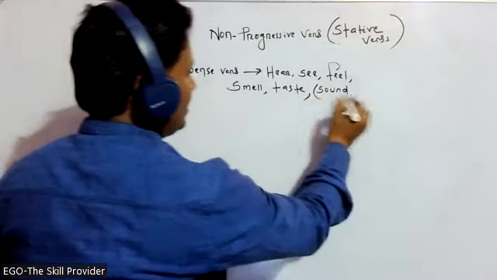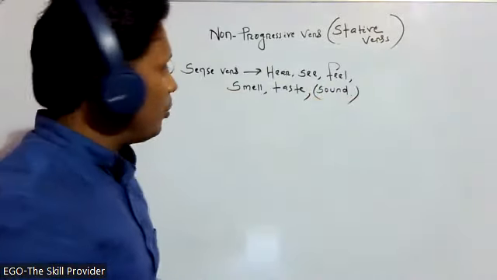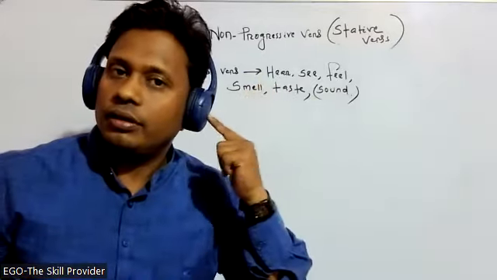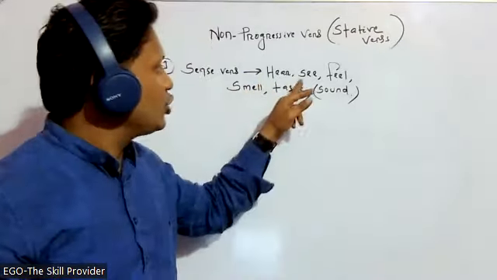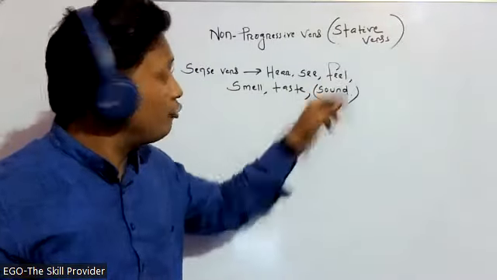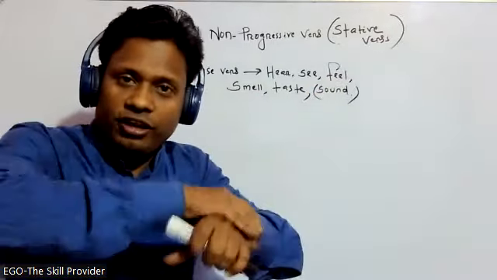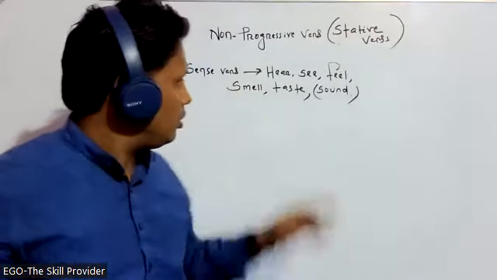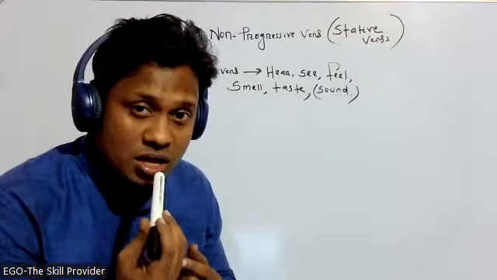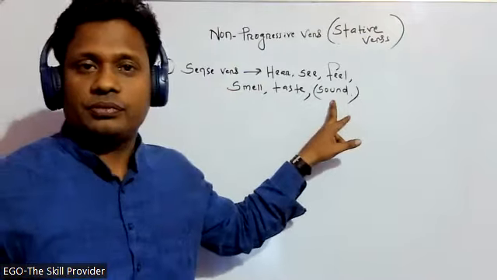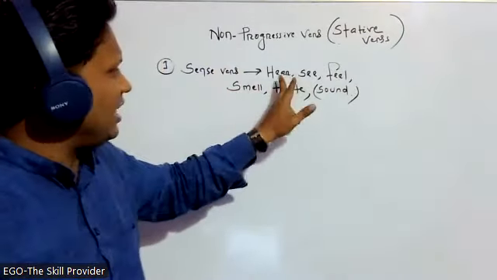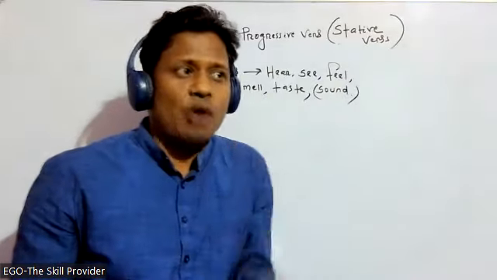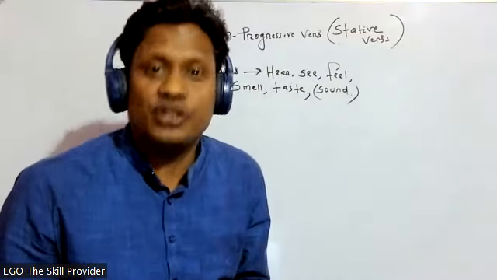So up to this there are something called extra things, but these five are very important: see, feel, smell, taste, and sound. These are basically the five, and one more addition is there because sometimes it sounds good. It sounds good like that.